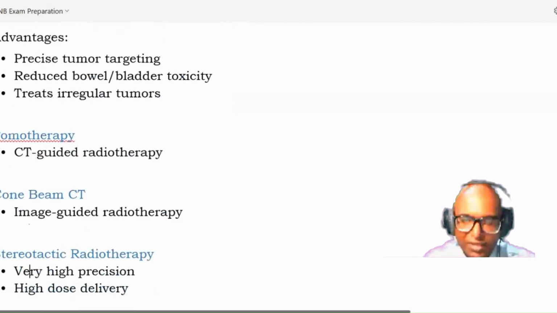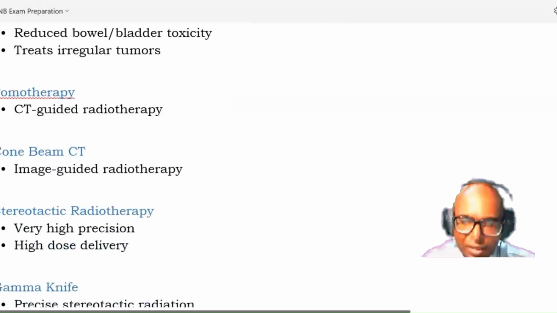Then you have stereotactic radiotherapy. Here the advantage is very high precision and it gives high dose delivery. Okay. Then you have gamma knife, precise stereotactic radiation.